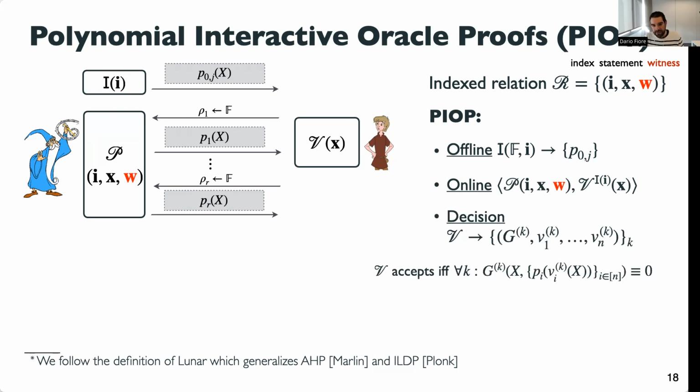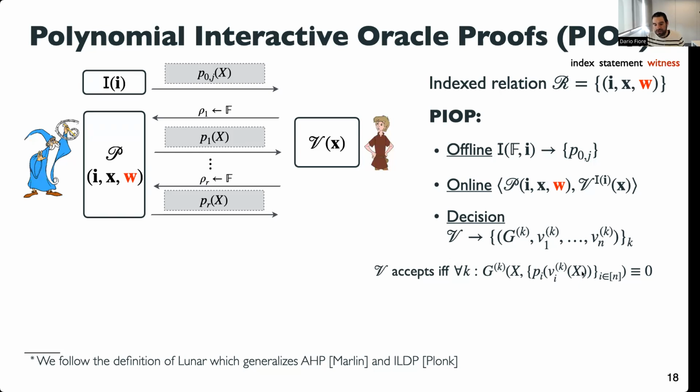Now, when these rounds end, what the verifier outputs is what we call a polynomial check. So it will output a multivariate polynomial G and a set of other polynomials V1 to Vn. And you can output K of them, or several of them. The idea is that the verifier accepts if, for every k, this polynomial Gk is identically 0, when Gk is computed on X and the evaluation of each of the oracle polynomials on the i-th Vi polynomial on X.